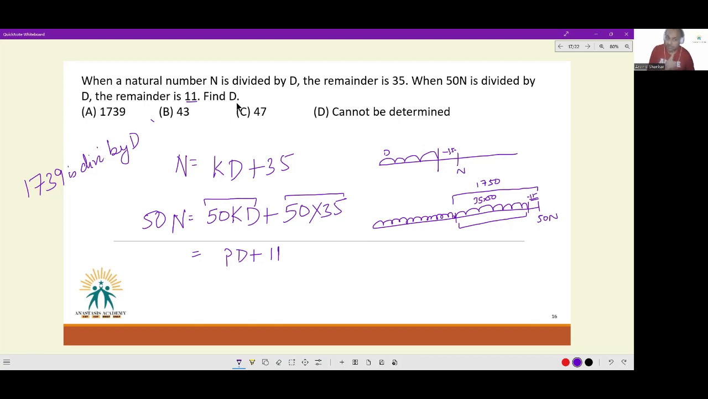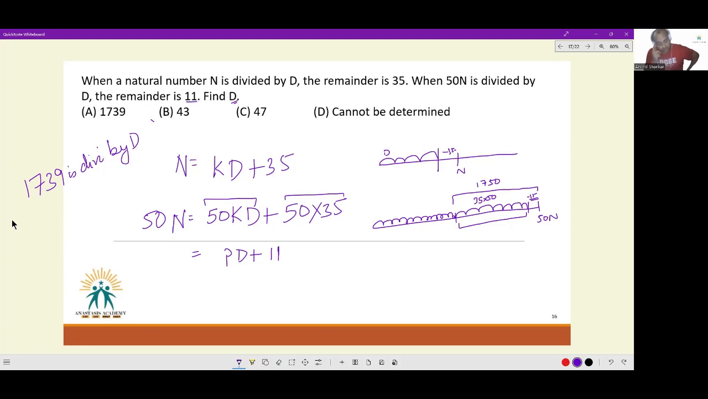The statement says 1739 is divisible by D. It does not say D is 1739. So the value of D could be 1739 or a factor of 1739, any factor of 1739.